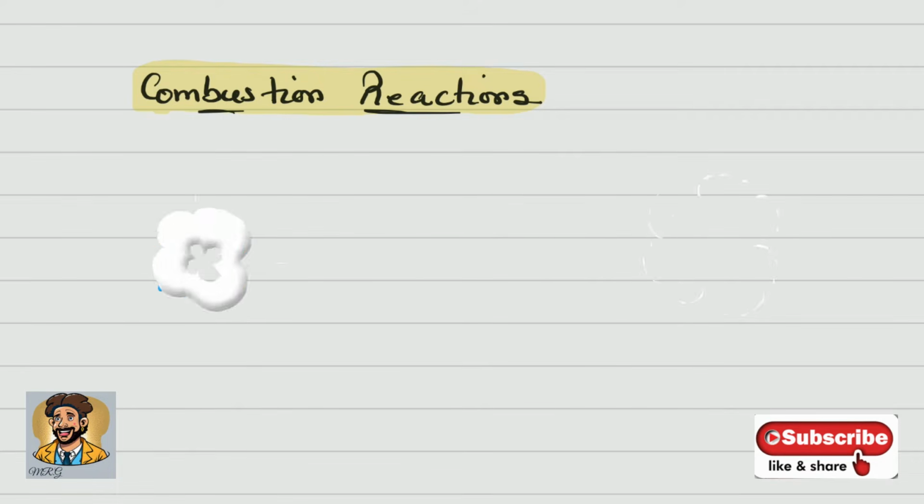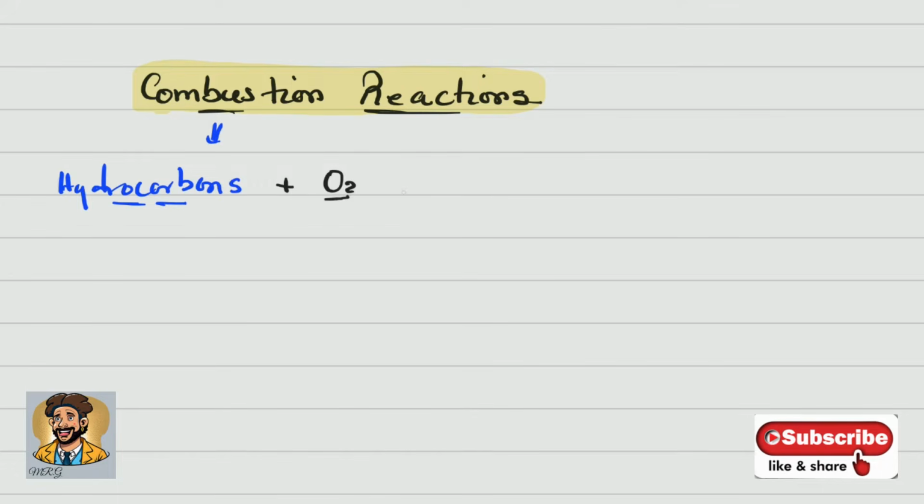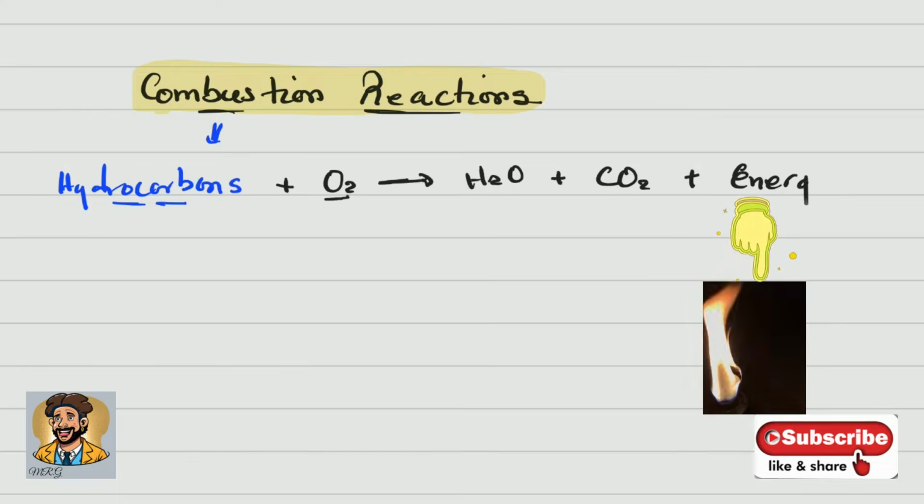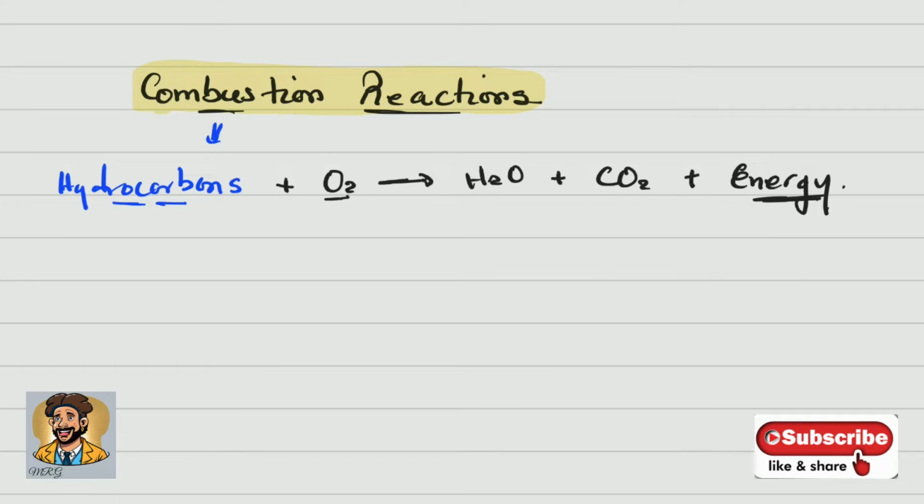So we're going to focus on the combustion of hydrocarbons, and during the combustion reaction, these hydrocarbons are going to react with oxygen. Alright, and then they are going to form water plus carbon dioxide plus energy. That happens during combustion. Okay, it's quite simple because this is always going to be the product. That is always going to be the product. And then this one is always going to be the reactant.